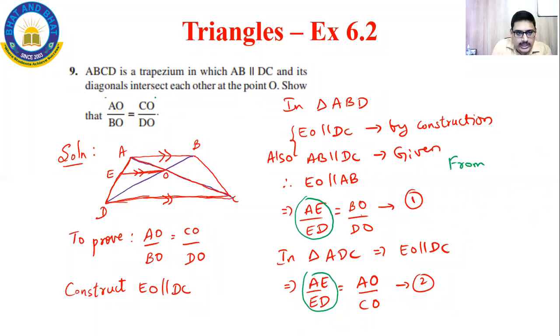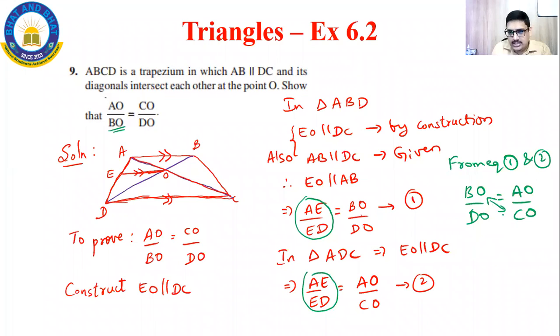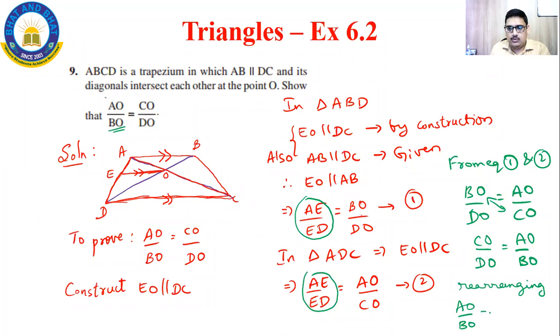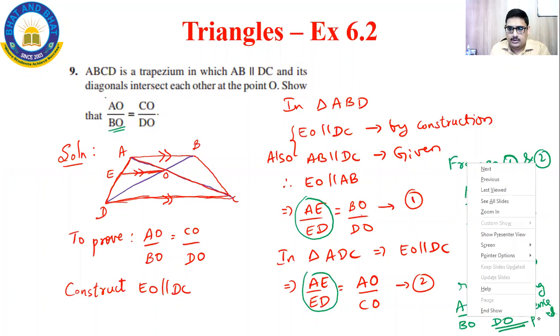So now what I'll do, AO by BO is what I have to prove. That means I have to just interchange these two. So if I interchange these two, what do I get? CO by DO is equal to AO by BO. So that is what is required for me. That means my LHS is RHS, RHS is LHS. So I'll just rearrange. Rearranging, AO by BO is equal to CO by DO. This is what I have to prove. Hence, proved.